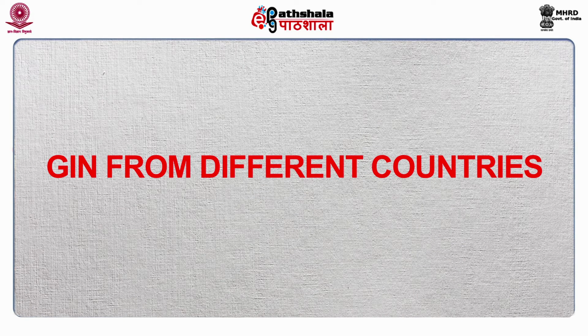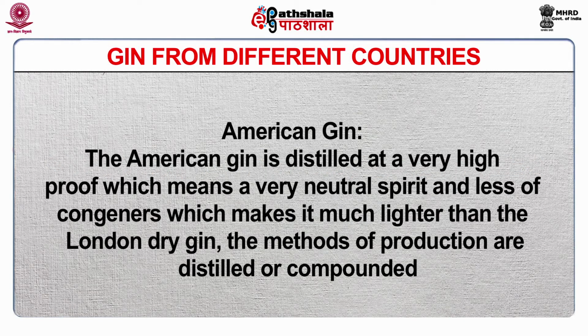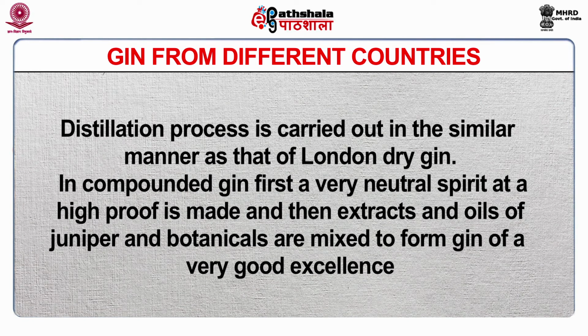That is gin from different countries. First one is American gin. The American gin is distilled at a very high proof, which means a very neutral spirit and less of congeners, which makes it much lighter than the London dry gin. The methods of production are distilled or compounded. Distillation process is carried out in a similar manner as that of London dry gin. In compounded gin, first a very neutral spirit at a high proof is made, and then extracts and oils of juniper and botanicals are mixed to form gin of a very good excellence.